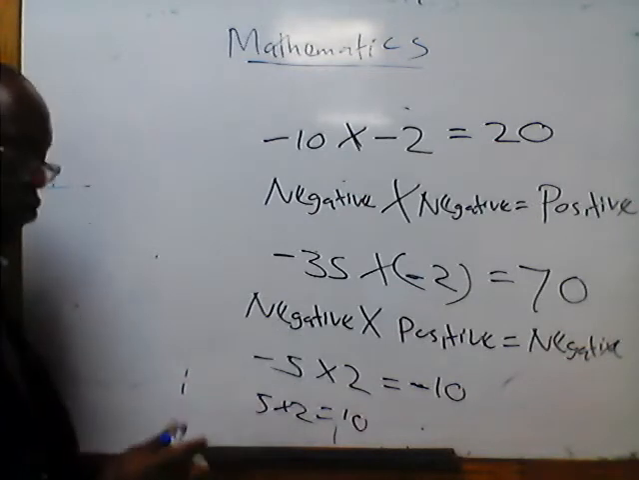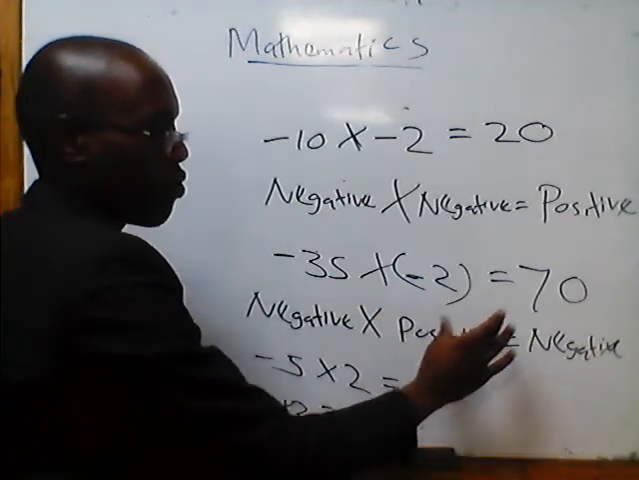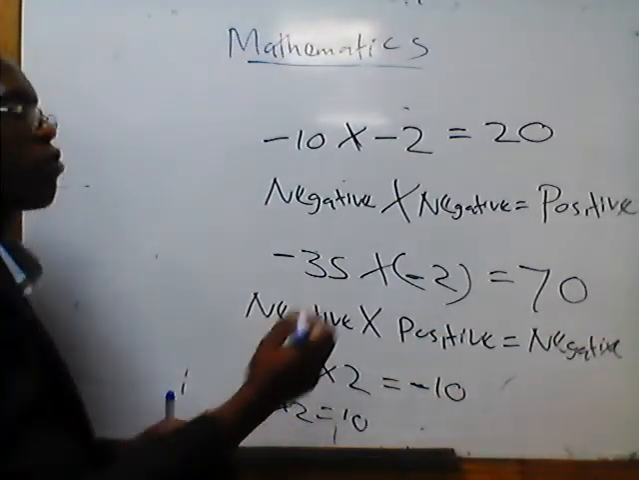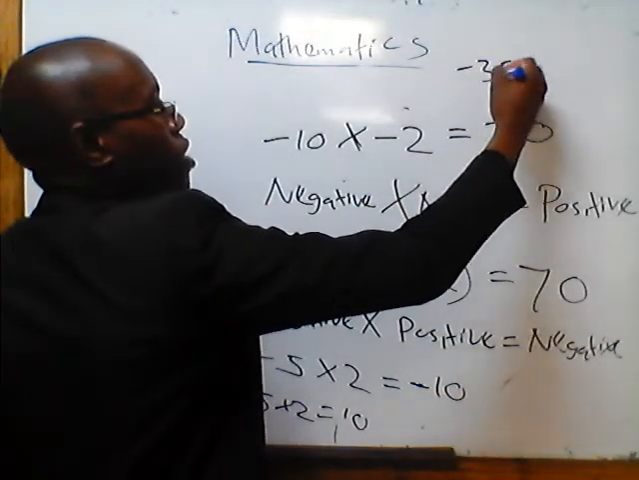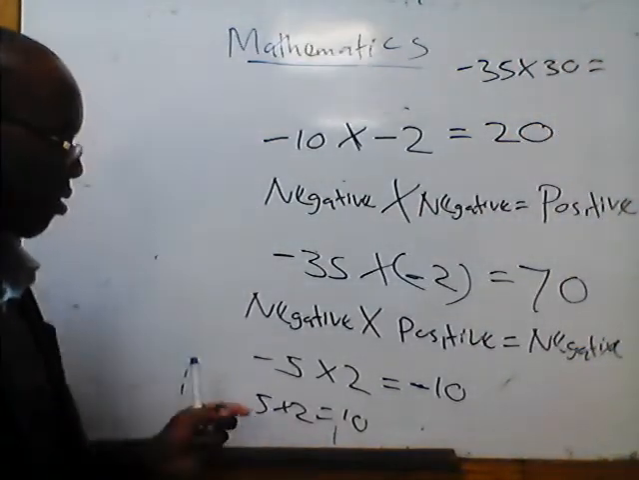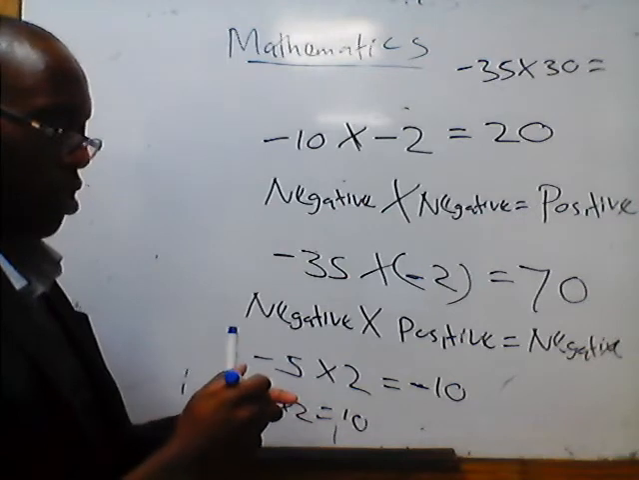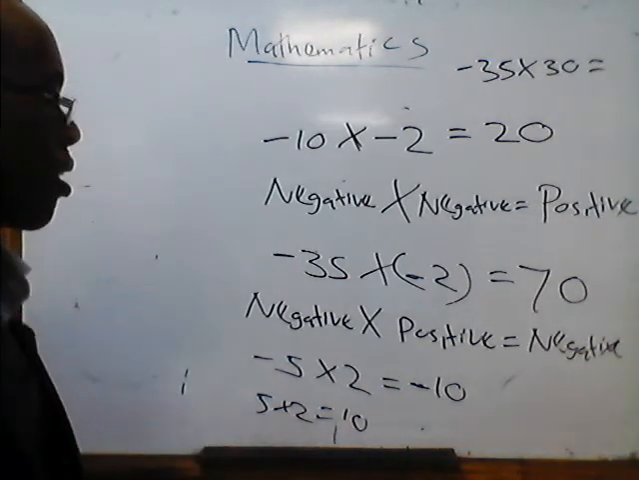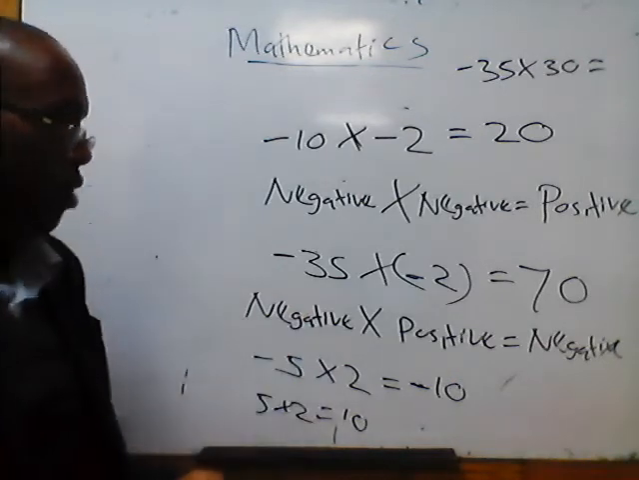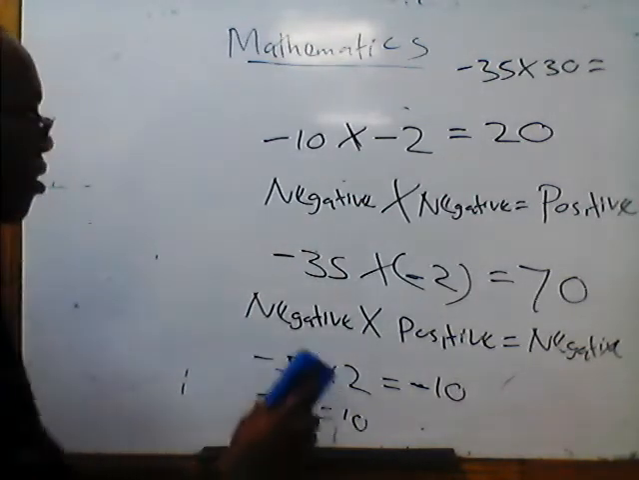But now, what most students confuse is this second situation: a negative times a positive should always give you a negative. Negative 5 times 2 is going to be negative 10. You can also try this one, maybe negative 35 times 30. You just find the answer. At the end of the day, you should actually get a negative. You can always use your calculator, and it will give you the automatic answer that is required. But at the back of your mind, always know that a negative times a positive is going to be a negative. So that one we are done with.